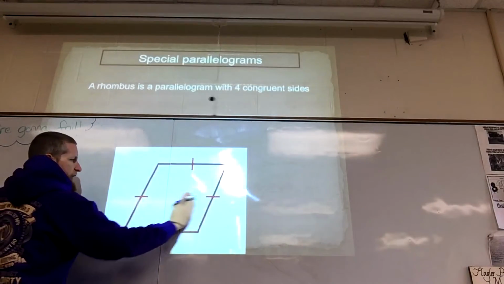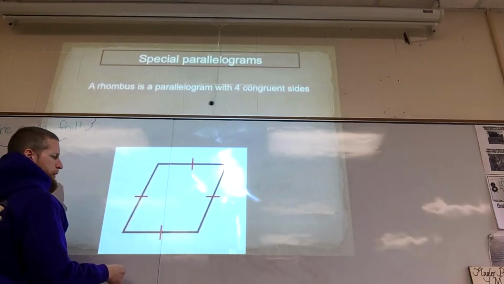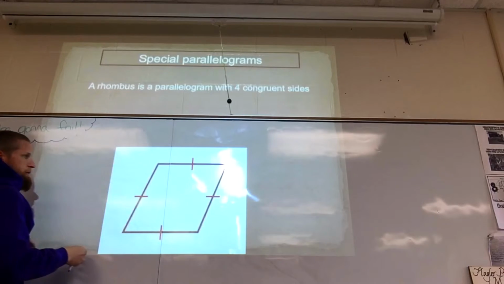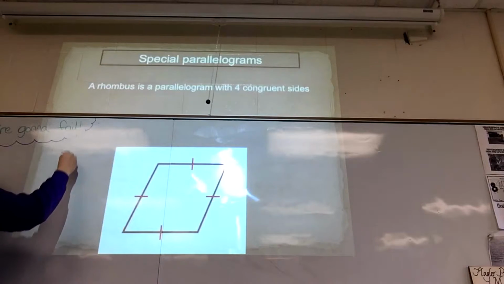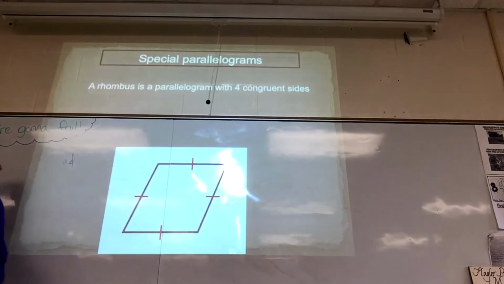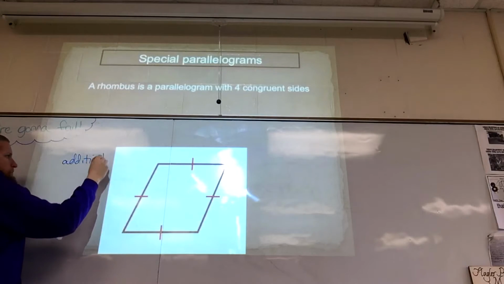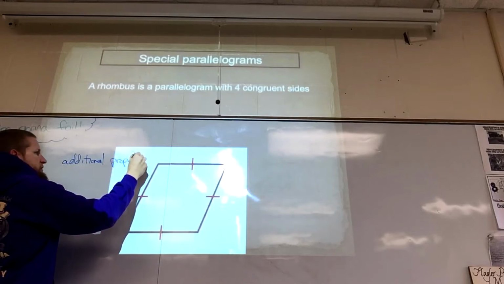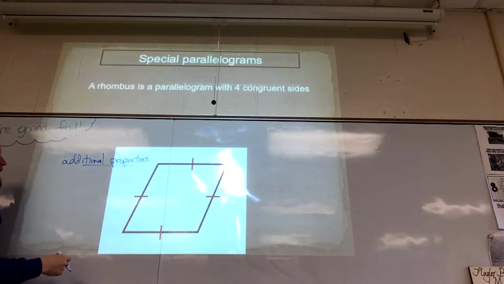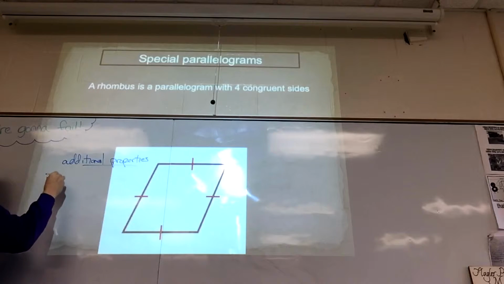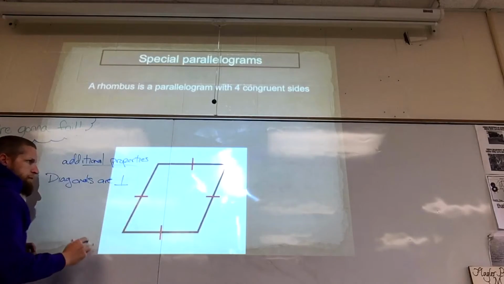So everything that we already have would be opposite sides congruent, which I already have marked. Opposite angles being congruent would also be a true thing. Your additional properties for the specific type of parallelogram, the rhombus, would be that the diagonals are perpendicular to each other.